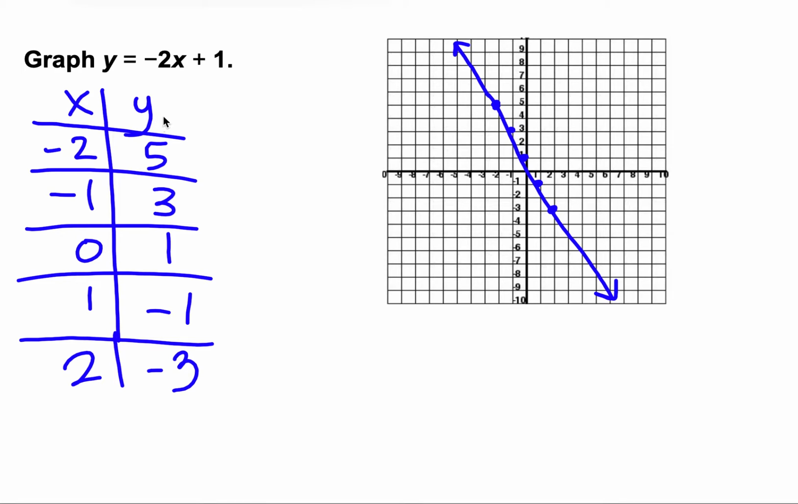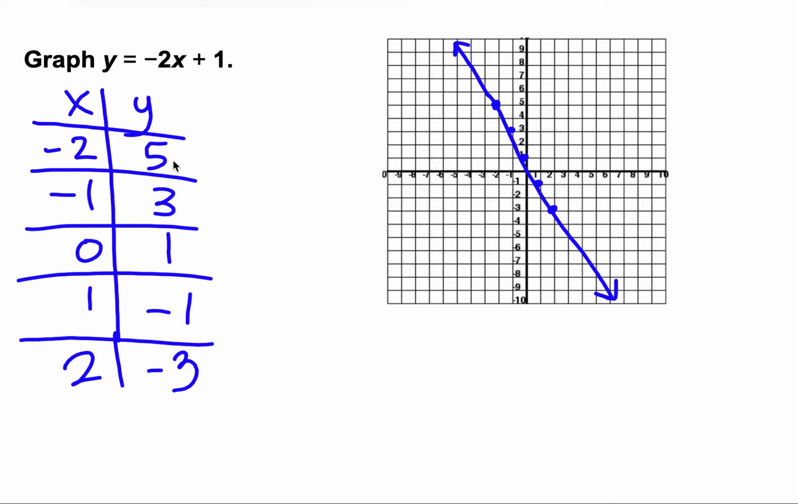For 0, I put in 0. Negative 2 times 0 is 0, plus 1 is 1. That's where the 1 came from. But then I did 1. Negative 2 times 1 is negative 2. And then negative 2 plus 1 is negative 1. And then finally I put in 2. Negative 2 times 2 is negative 4. Negative 4 plus 1 is negative 3.